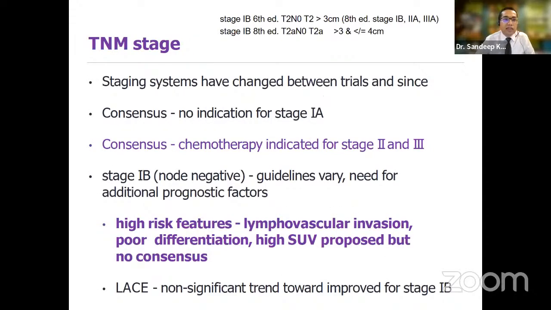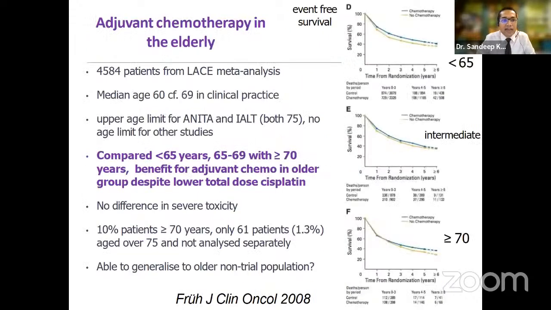So the challenge has been there because the staging system has changed, the TNM staging has been changed. There has been no consistent consensus about stage 1A, and every single trial has stated that for stage 1A, one does not need chemotherapy. Chemotherapy is actually indicated for stage 1B onwards, and definitely for stage 2 and stage 3. For 1B, there one looks at the high-risk features like lymphovascular invasion, poor differentiation, high SUV proposed, but there has been no consensus about the SUV in PET-CT scan.